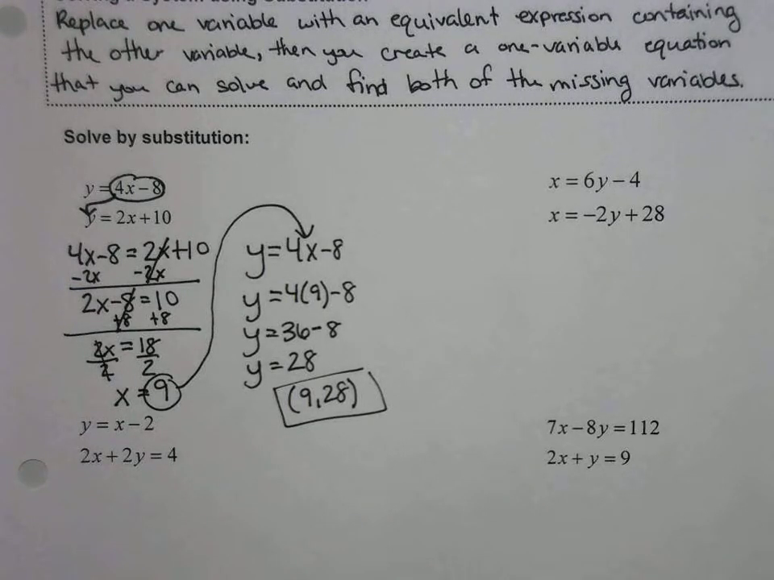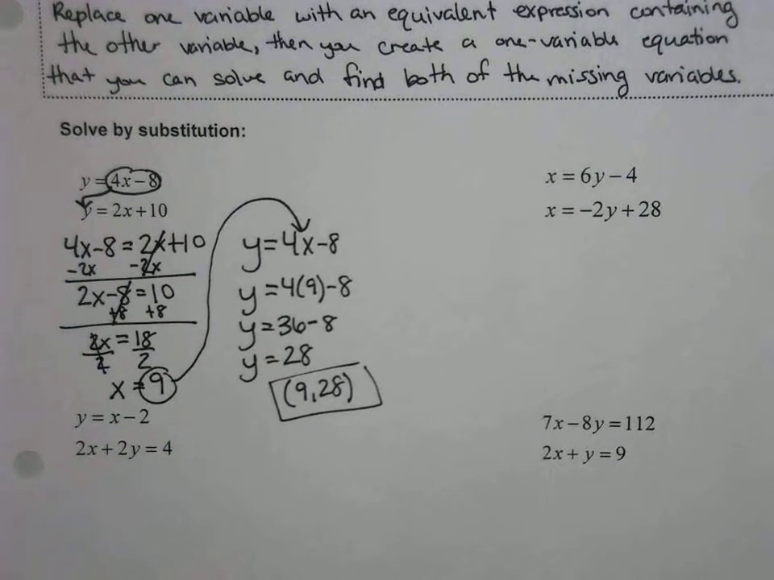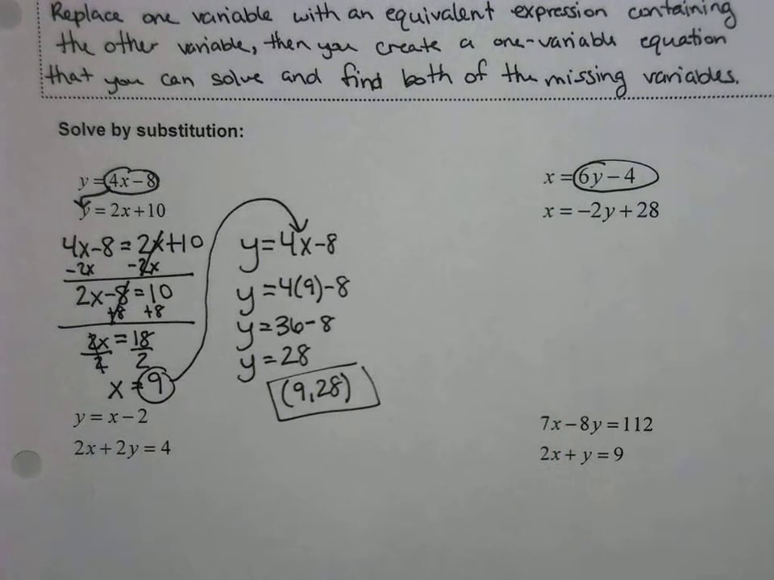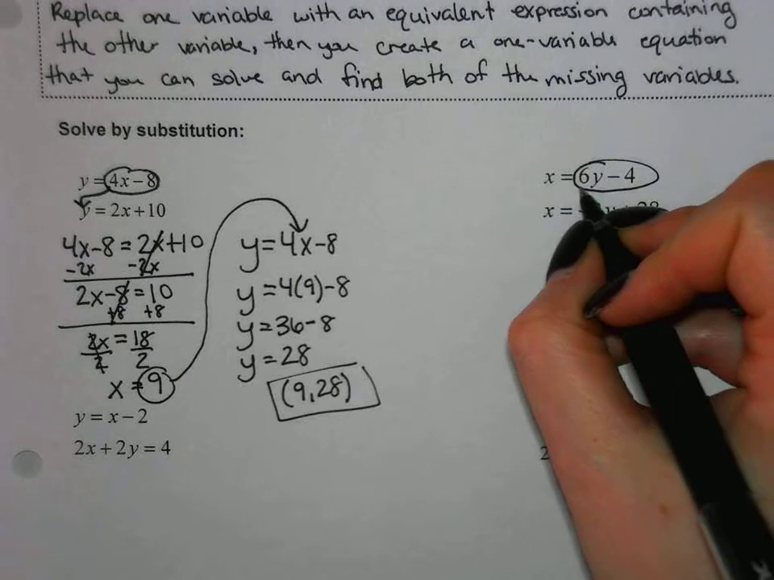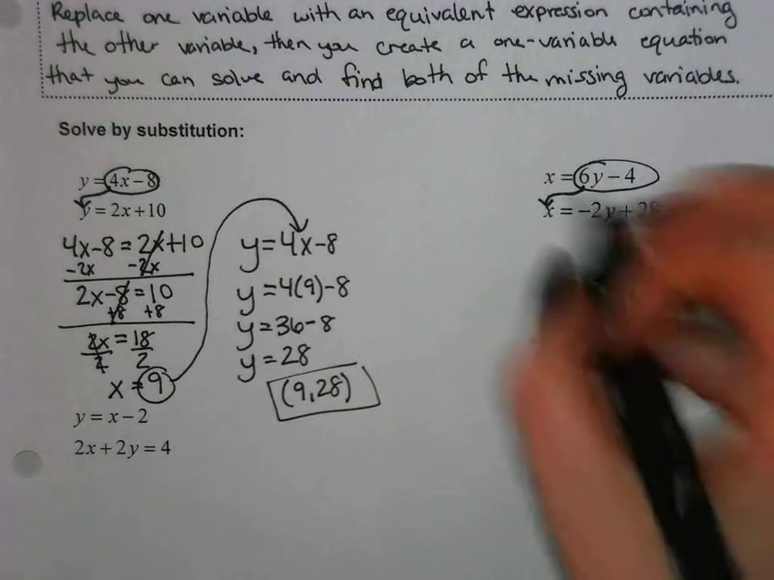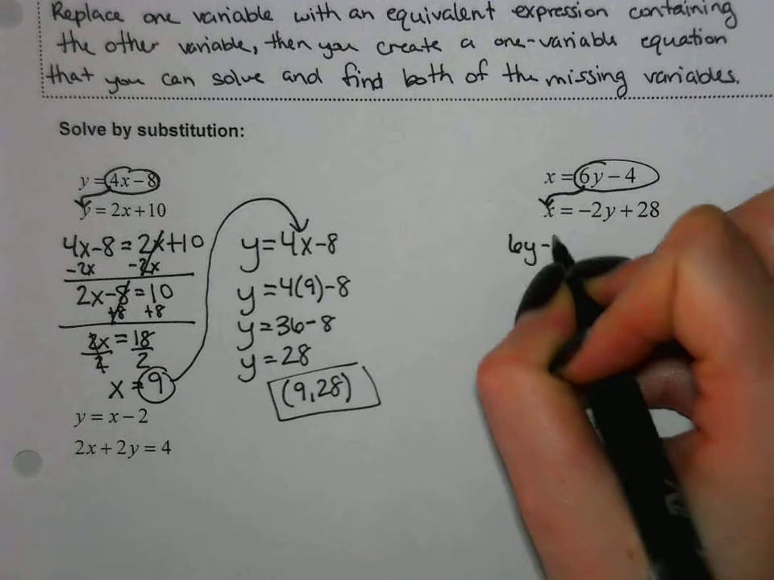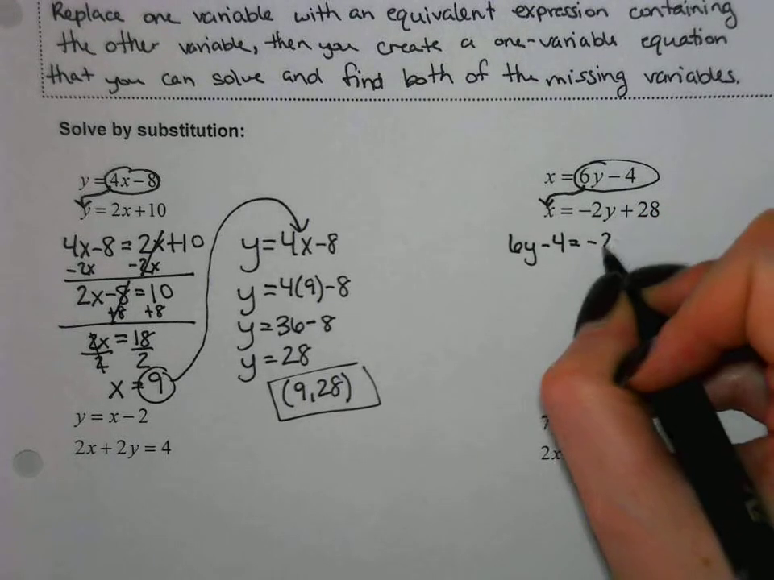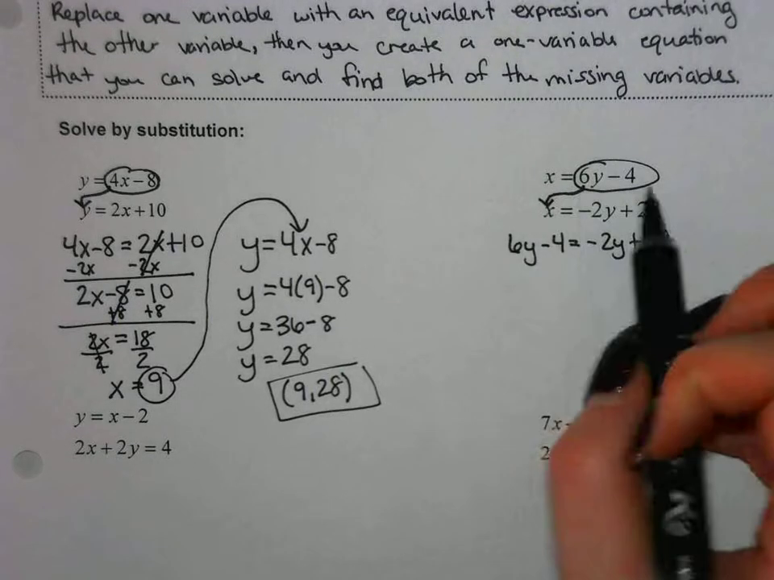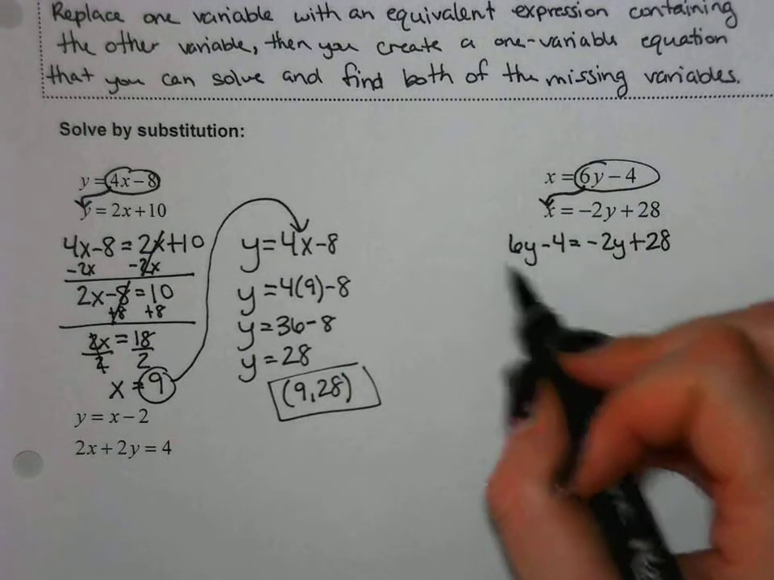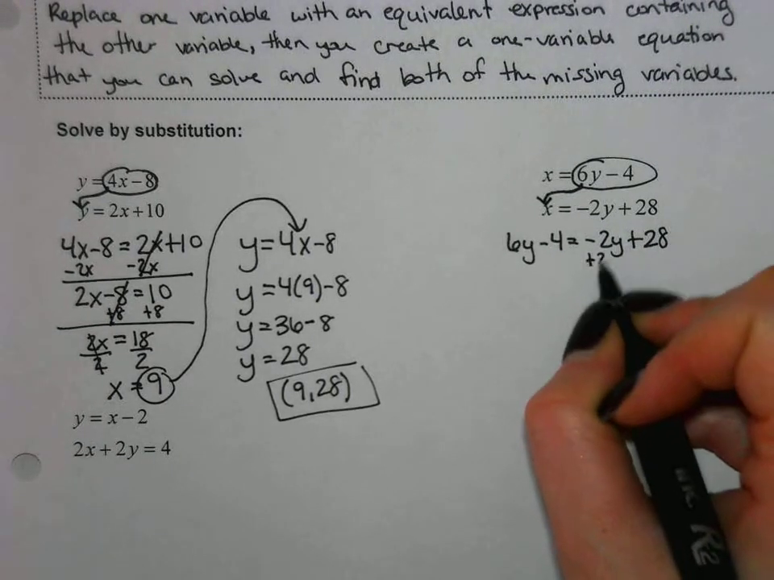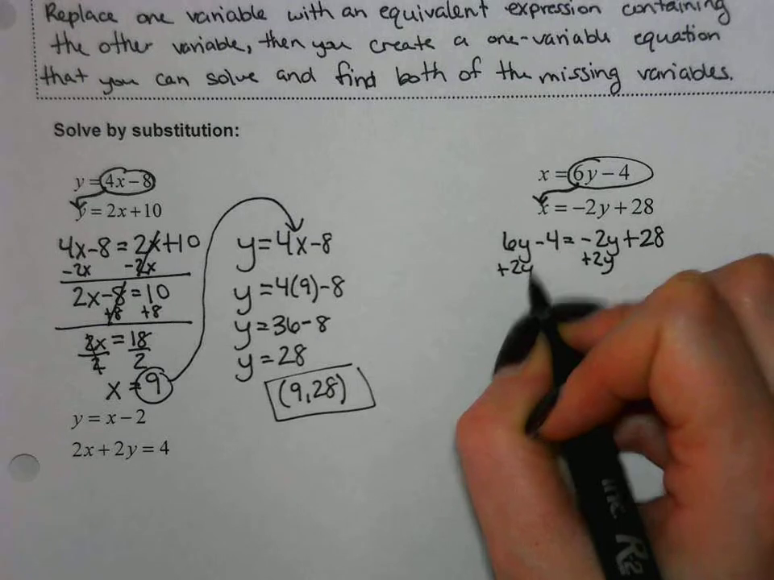So let's take a look at our second example. I know x equals 6y minus 4. So I'm going to substitute in 6y minus 4 for my x. So 6y minus 4 equals negative 2y plus 28. So I went from having two variables in both of my equations to now there's only one variable in the equation.